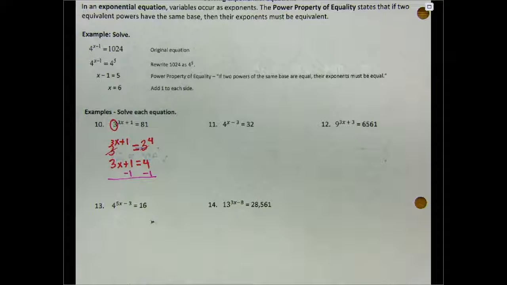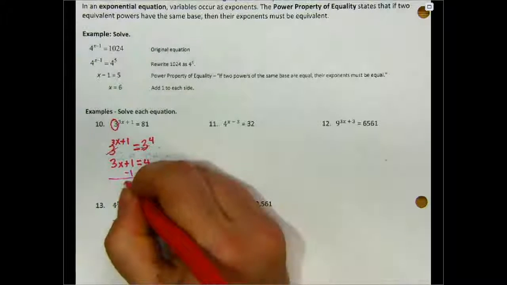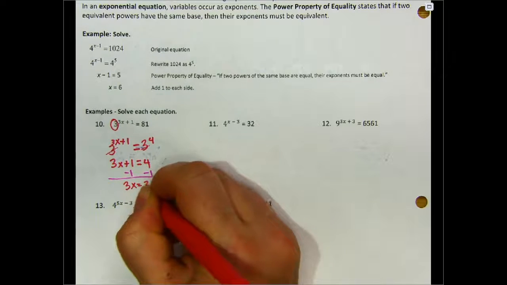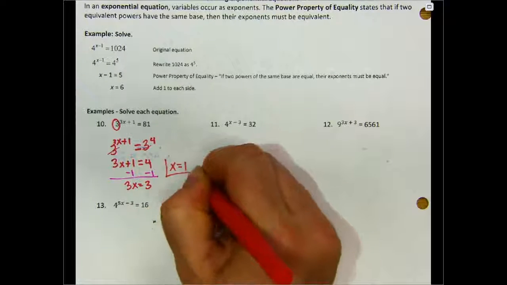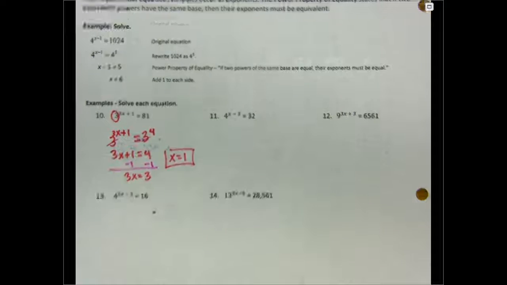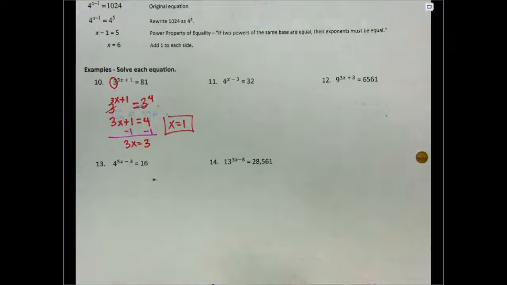And then I'm going to get 3x equals 3, and if I divide both sides by 3, you're going to see x equals 1. And that is my final answer. So that's how you solve one of these. I'm going to show you 2 more examples pretty quickly.